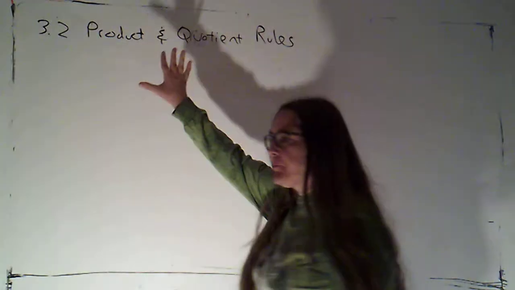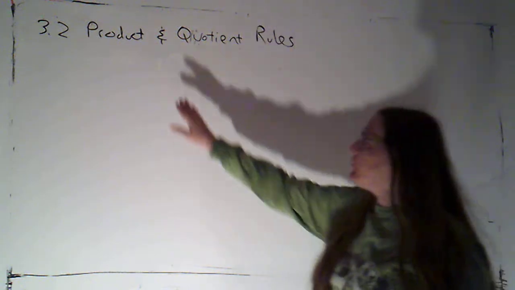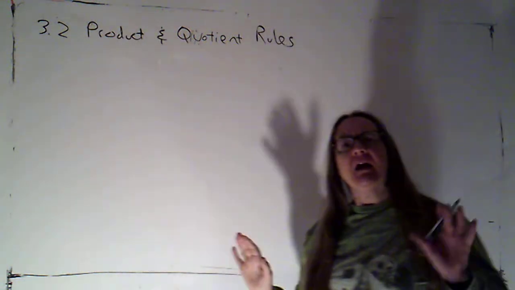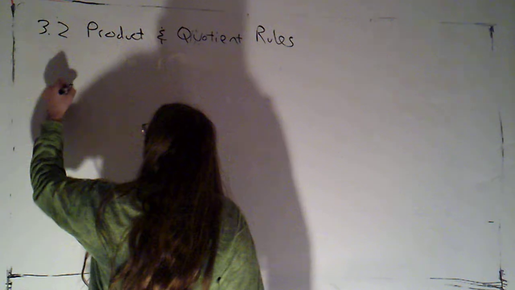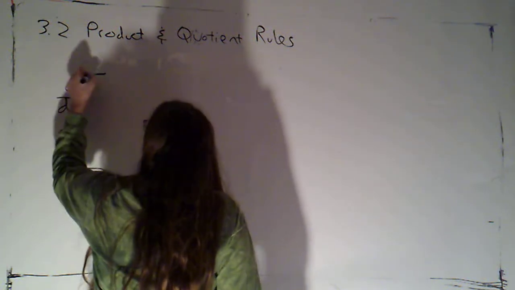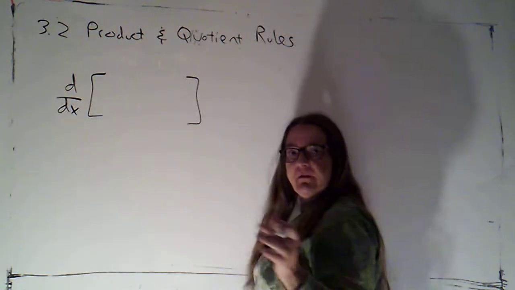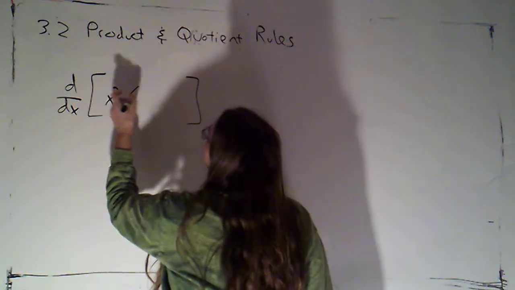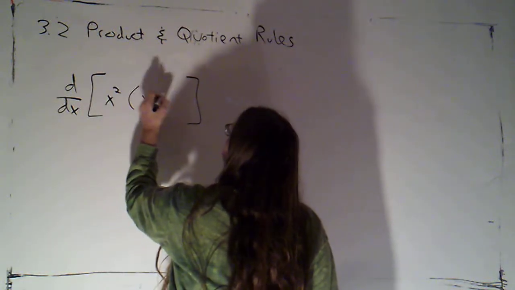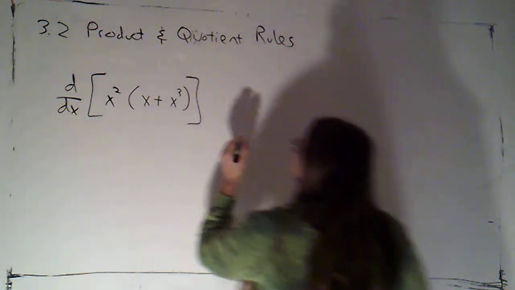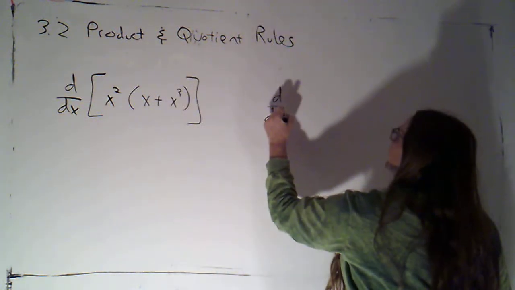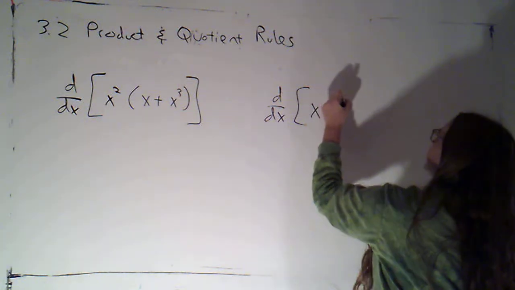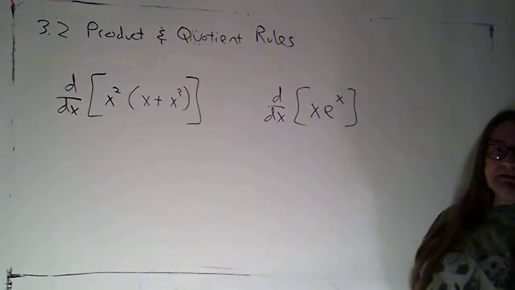In section 3.2, we're going to be learning the product and the quotient rules, and we'll start with the product rule. I want to just start by giving you two problems that are both asking us to take the derivative of a product. Say I wanted to take the derivative of x squared times x plus x cubed, and let's say I wanted to take the derivative of x times e to the x.